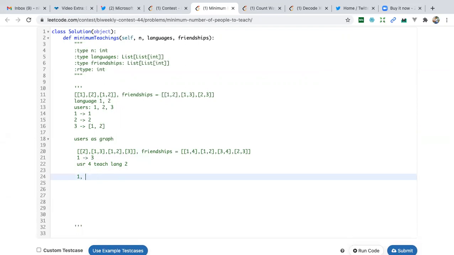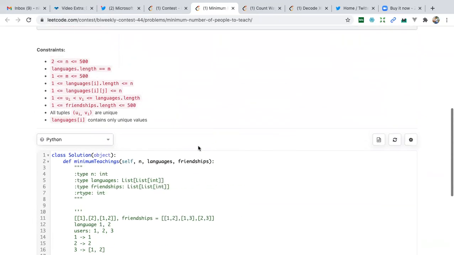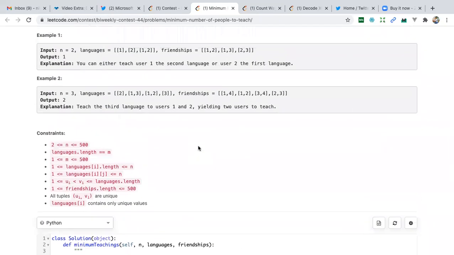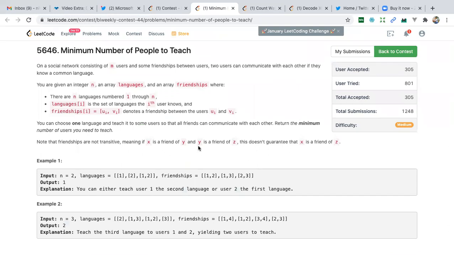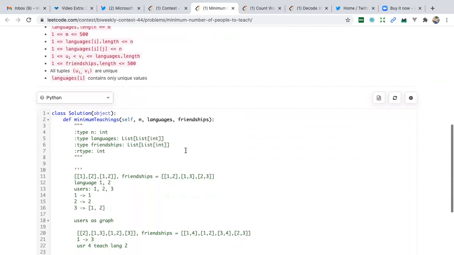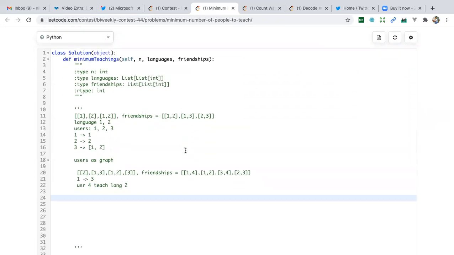No, so it is not transitive. Okay. Friendship is not transitive. It is written there. Note that the friendships are not transitive. So if they are friends, then they should speak one common language, right? Maybe suppose 1 and 2 can communicate with language 3, and then 2 and 3 can communicate with language 1, right? So they don't have to know the previous language.